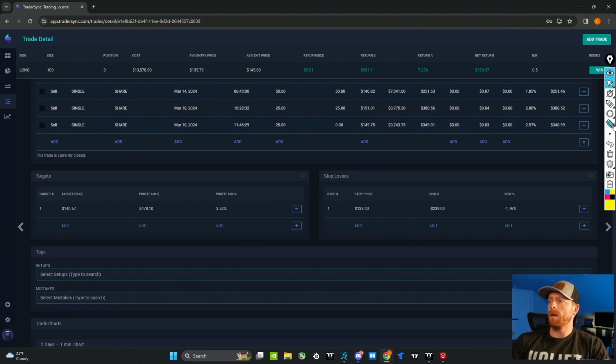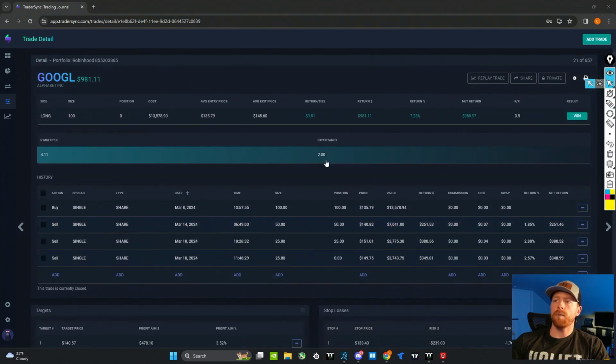So rounding it to 100 shares, you can see that my actual risk was $239. And so my profit aim would have been $478 for a 2R. And if we look up at the top here, my expectancy is that 2R, and my actual R multiple is a 4.1. So in my books, that's a perfect trade. I was very happy with it.